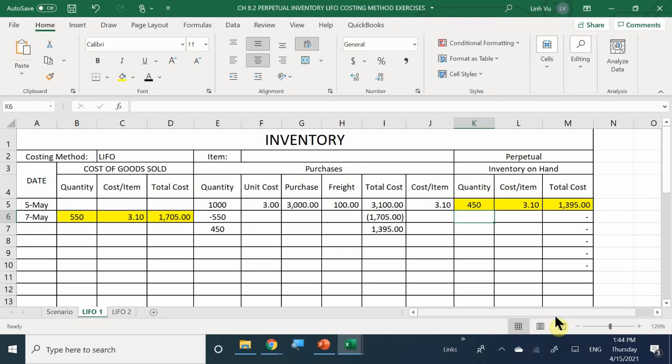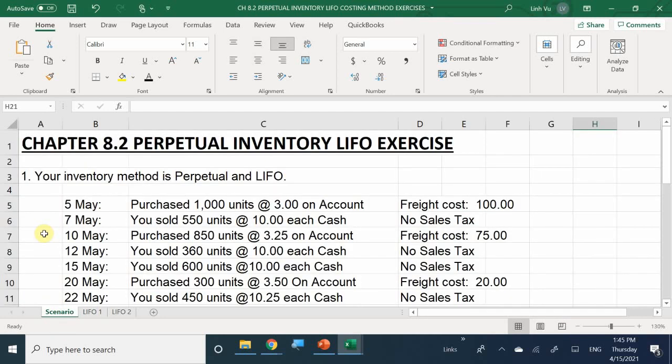I sold 550 on May 7th, and I updated my inventory, so now it's reflecting that I have 450. Everyone go with me so far? Yes. Okay. So then, what has happened on May 10?